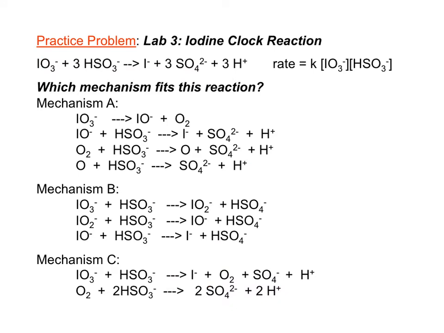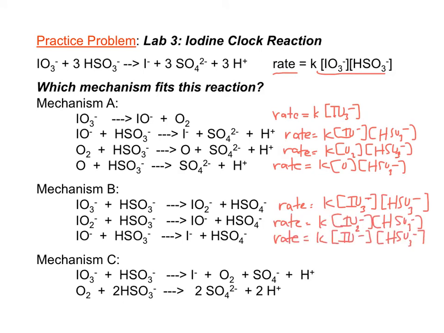The iodine clock reaction is a reaction in which 2 colorless solutions are mixed together. Then, after a certain period of time, the solution all of a sudden turns blue. We did this reaction in lab 3. Here is the rate law for this reaction. Stop the video, review these 3 mechanisms, and determine which mechanism fits the rate law.